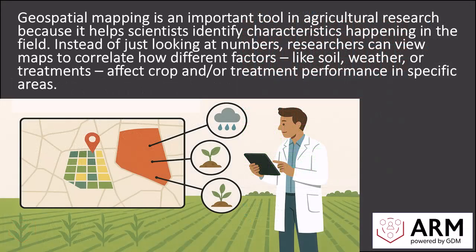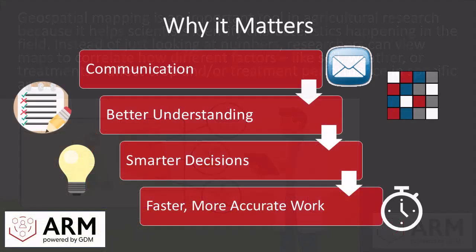Geospatial mapping is an important tool in agricultural research because it helps scientists identify characteristics happening in the field. Instead of just looking at numbers, researchers can view maps to correlate how different factors, like soil, weather, or treatments, affect crop and/or treatment performance in specific areas. Why it matters? Communication. Researchers have the ability to share their plot data, opening the doors for better communication between individuals and systems. For example, the cooperator can now plan around the plot or skip spraying a specific area.